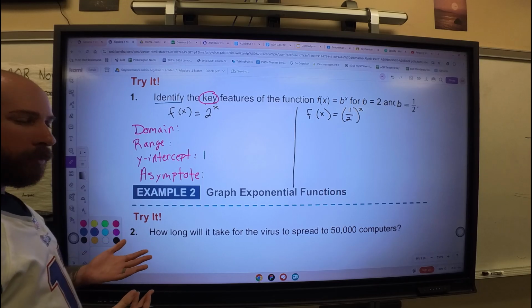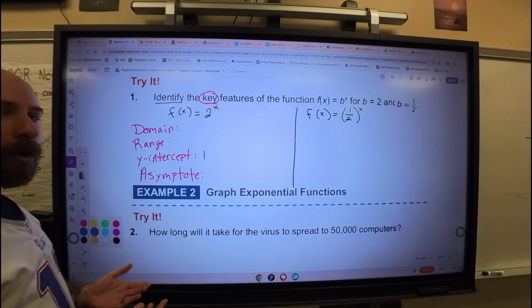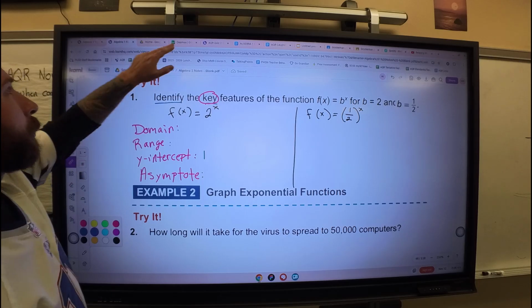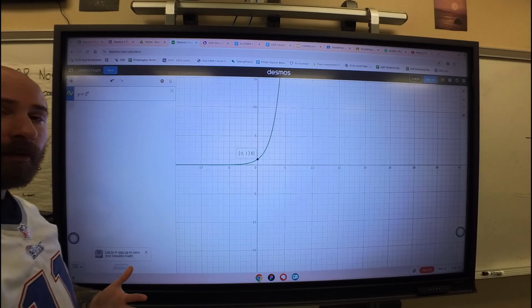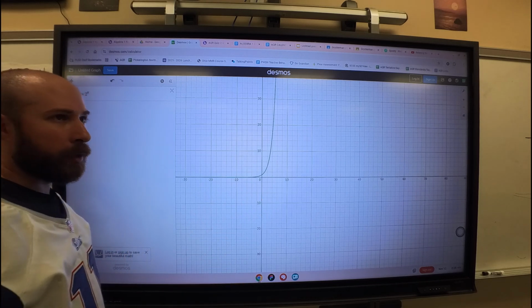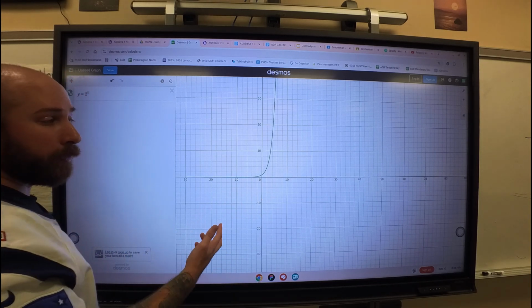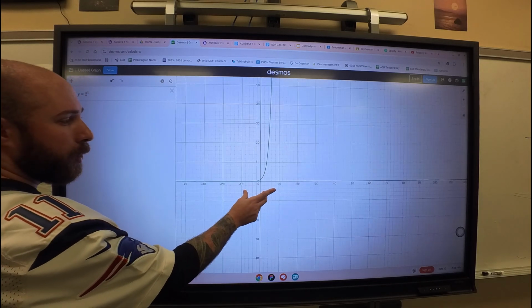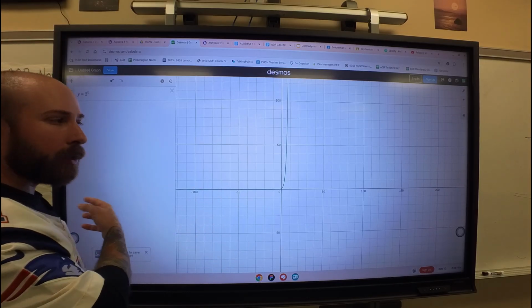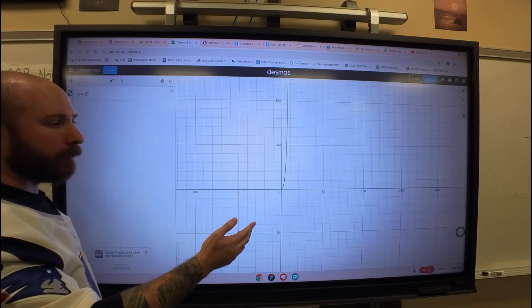Now let's talk about the other things, because a couple of them go hand in hand with each other. All right, let's talk about domain first. Now remember, domain is all of your x values. Well, if you remember from Unit 3, at the beginning of Unit 3, when we first talked about domain and range, we always looked, how does the graph kind of behave? Is it going all the way to the left? Is it going all the way to the right? Does it go on forever?